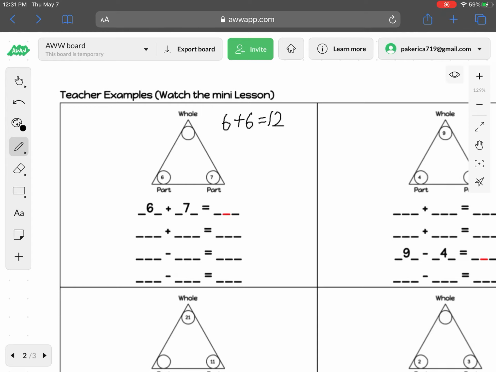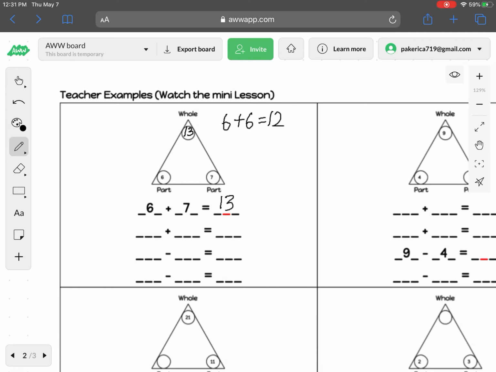But I also know that my equation that I really want to look at is 6 plus 7. So if I know 6 plus 6 equals 12, I know 7 is one more, I know that 6 plus 7 equals 13. Let's add that to our diagram as well. Now that I know all the parts of my equation, I have my two parts and my whole, I can use these numbers to think about my fact family.